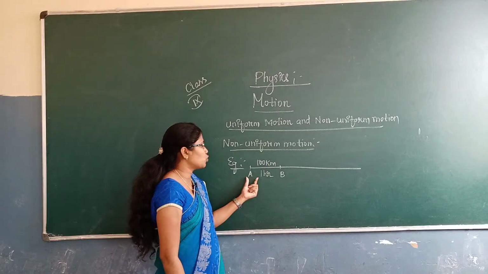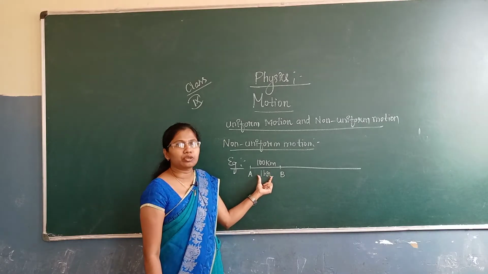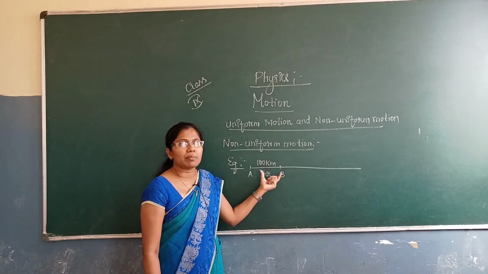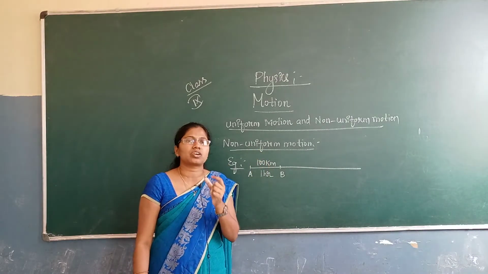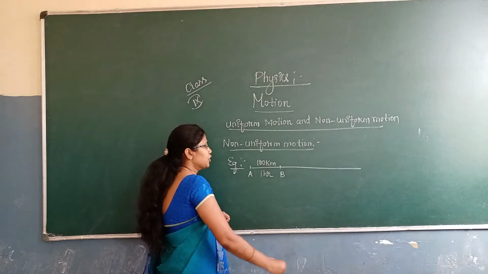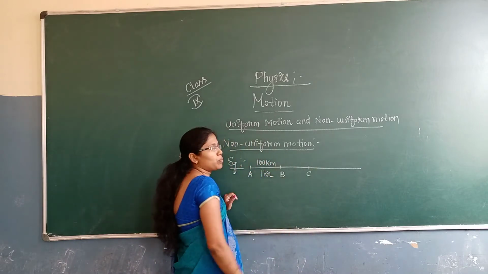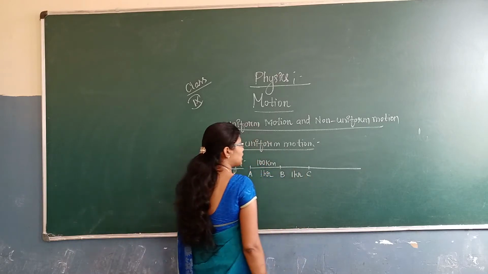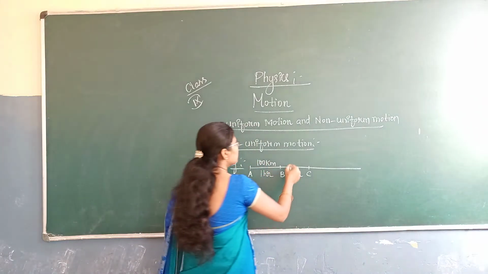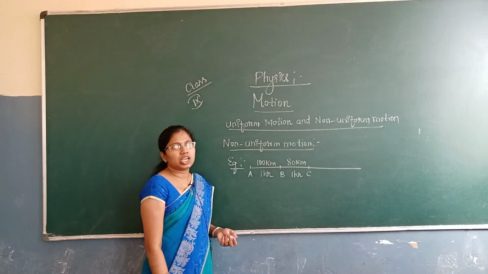So the object has moved from point A to point B. To move from point A to point B, it has taken a time of 1 hour. In that 1 hour, it has covered a distance of 100 kilometers. Next, the object has moved from point B to point C. Here also the object has taken a time of 1 hour, but in that 1 hour, it has covered only 80 kilometers.